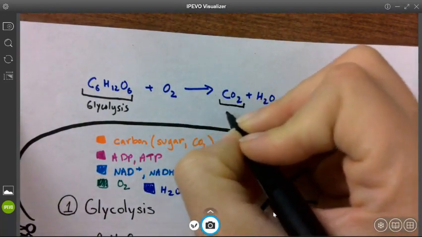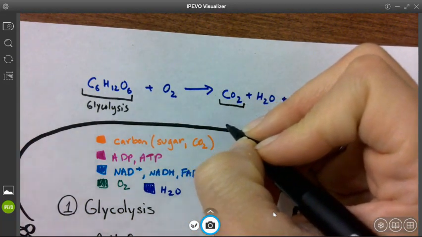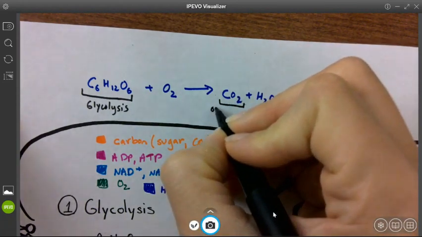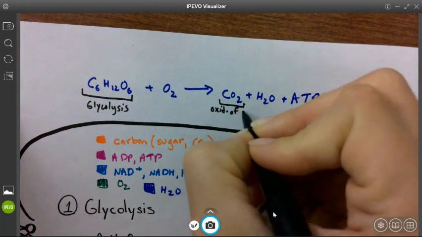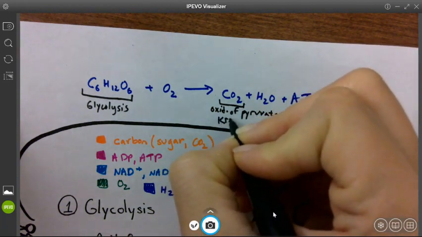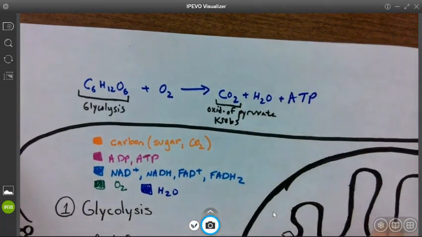We produced carbon dioxide, not in glycolysis, because in glycolysis, we neatly split the glucose into pyruvate, but we produced carbon dioxide in the oxidation of pyruvate and in the Krebs cycle. We haven't produced a lot of water yet, but we're coming to that.